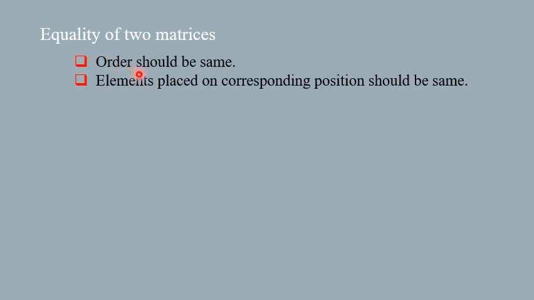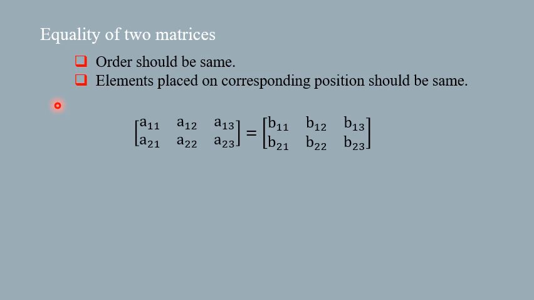Two matrices are equal if they have the same order and the elements placed on corresponding positions are the same. So there are two necessary conditions for equality of two matrices. First, their order should be the same, and second, the elements placed on corresponding positions should be the same, and vice versa. Let us consider two matrices of the same order which are equal.